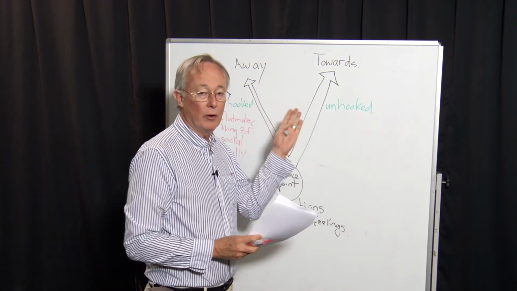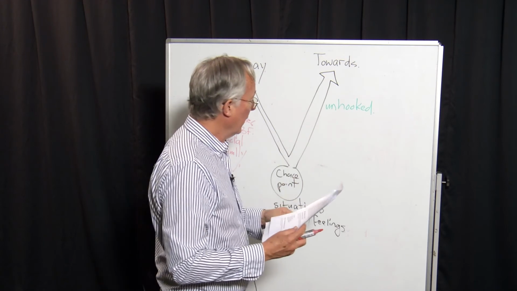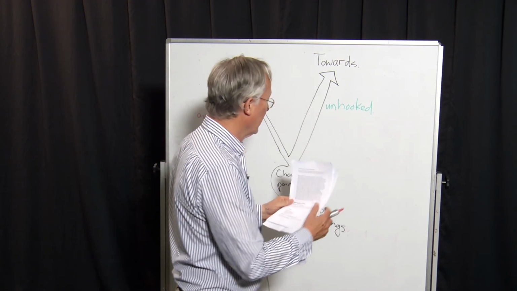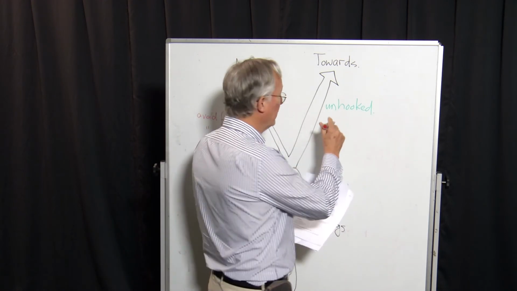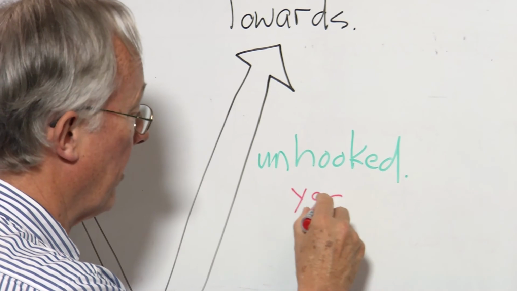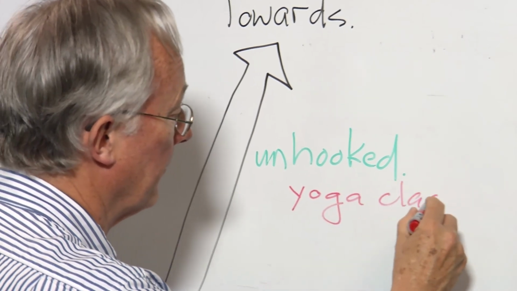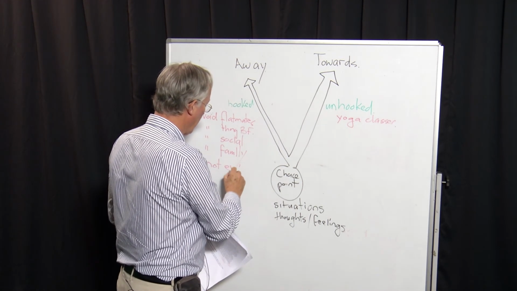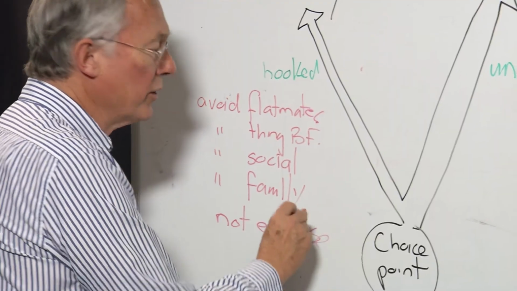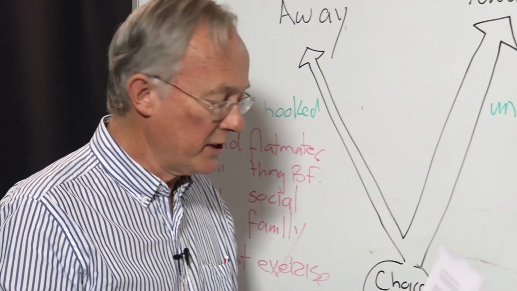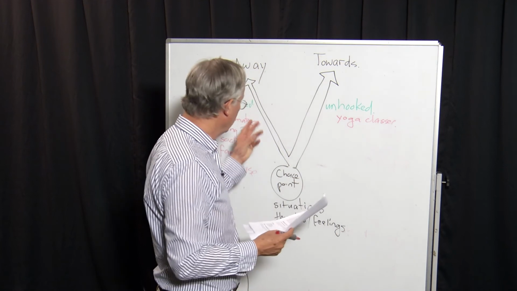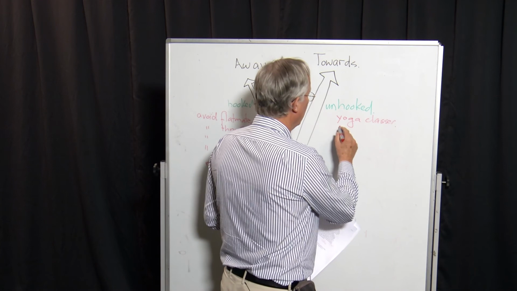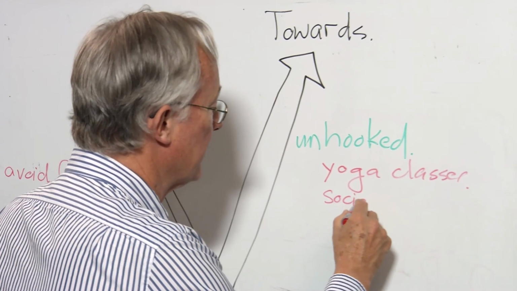So in terms of getting her unhooked, you may wish to talk about what are the things that she could do that would take her towards these things. And one of them would be going to yoga classes. So over here it would be not exercising. And it just reminds the client that they actually do have a choice about these things, that life doesn't need to necessarily control them. And this could be socialising with her flatmates.